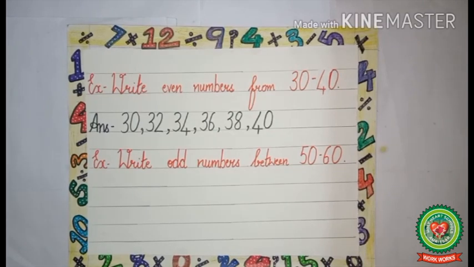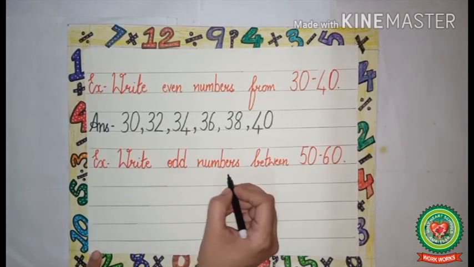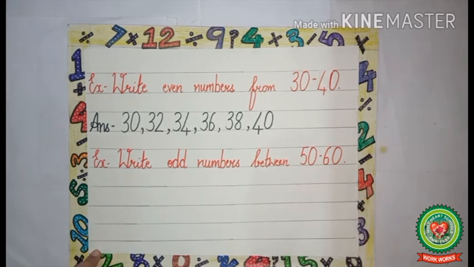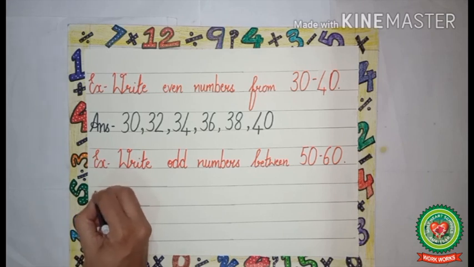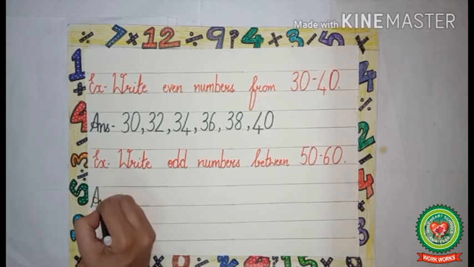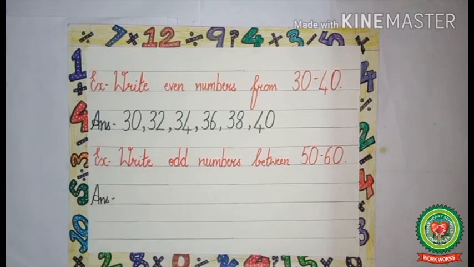Now the next exercise is: write odd numbers between 50 to 60. It means we have to write all the odd numbers that come between 50 to 60. Leave one line, write ANS, answer. We will start counting after 50 and the number is 51. And at ones place the number is 1 and it does not come in the table of 2. So it is an odd number and we will write 51 here.